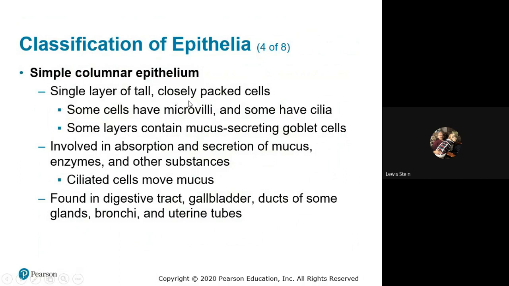So columnar, tall, closely packed. Some have adaptations. Microvilli surface. Remember, these are eukaryotic cells. The membrane, even those appendages, it's not like a bacterial flagella. It's got membrane around it. So it's an internal protein appendage that's sheathed in membrane. Cilia are the same way.